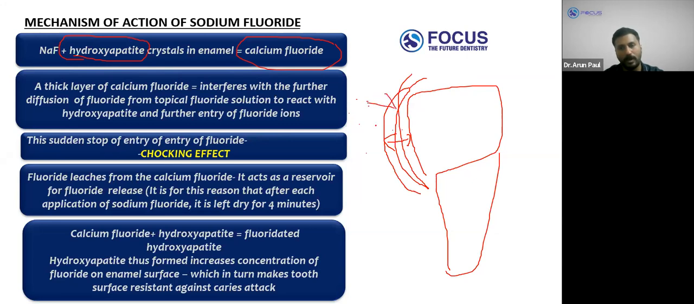So more fluoride from the external surface. Fluoride is being supplied from the external surface. These fluoride ions cannot enter because it forms a barrier. So this particular phenomenon is called the chalking effect.